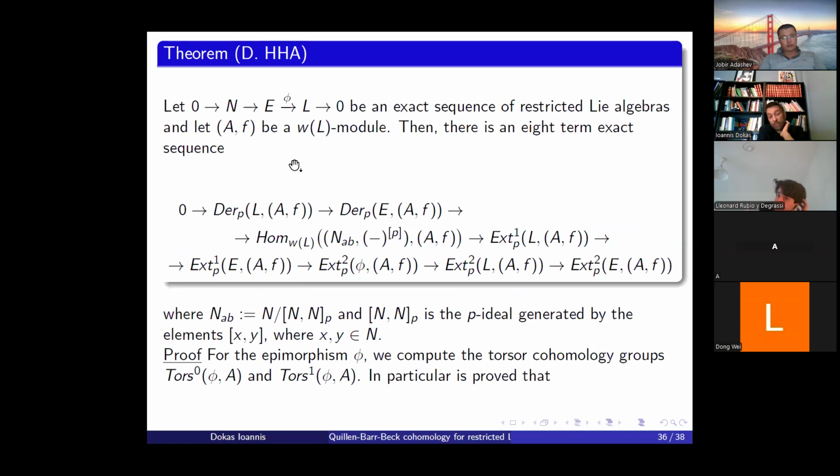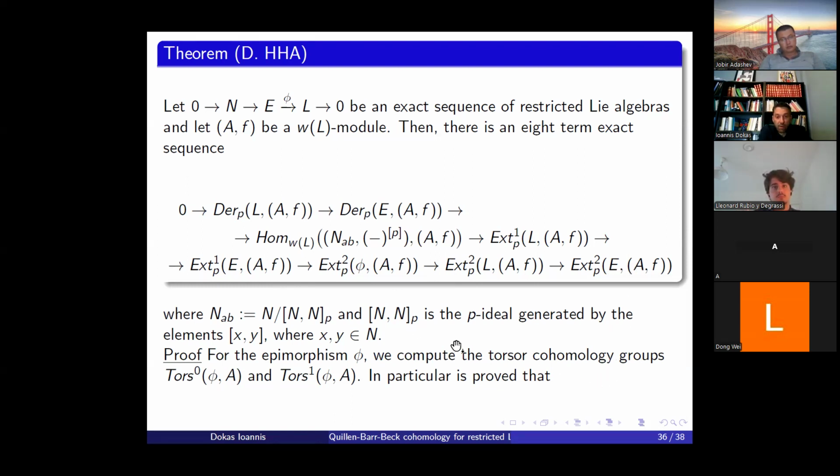Again, these details can be found in the second paper. So what we have here is an exact sequence like this in the category of restricted Lie algebras. We denote phi here, this epimorphism, and we take A to be a Beck L module. Then we can prove the existence of this 8-term exact sequence that you see here. If you compare with the case of Lie algebras, here again we have derivations. These are Beck derivations. Here we realize that we have this term which is similar to the one which we had for the Lie algebras, and then we have these extension groups.